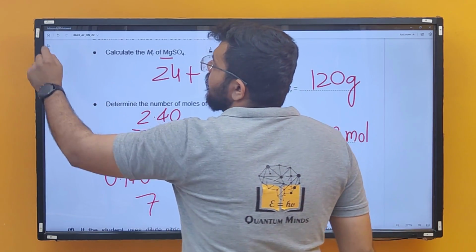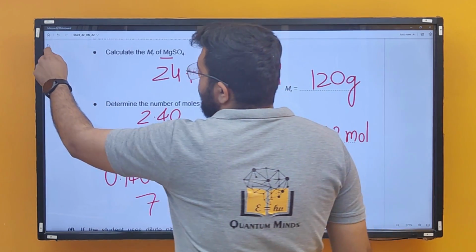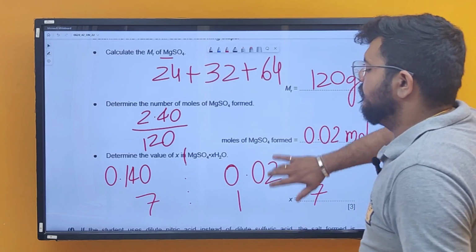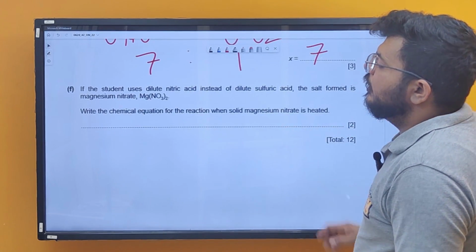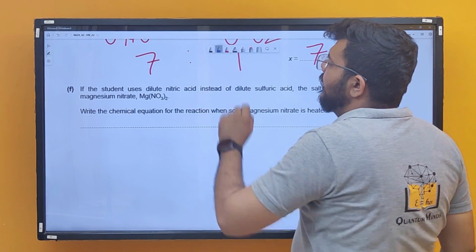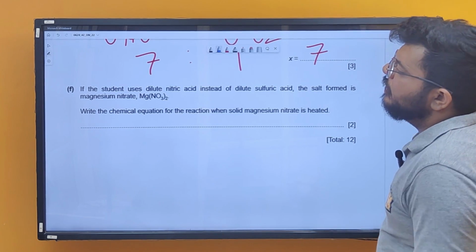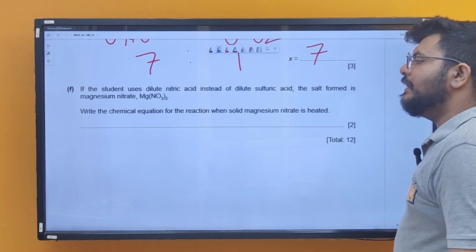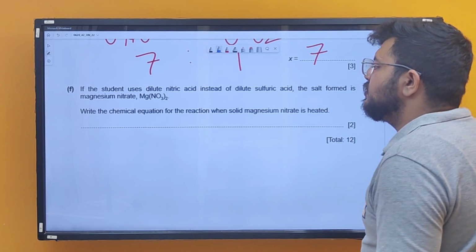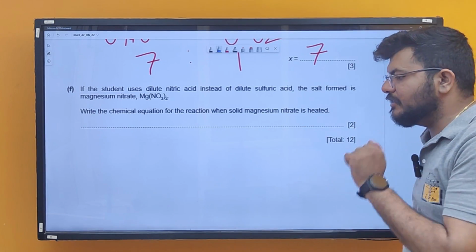MgSO4.xH2O. If that is 1, X has to be 7 every time. Then if a student uses dilute nitric acid instead of dilute sulfuric acid, the salt formed is magnesium nitrate. Write the chemical equation for the reaction when solid magnesium nitrate is heated.